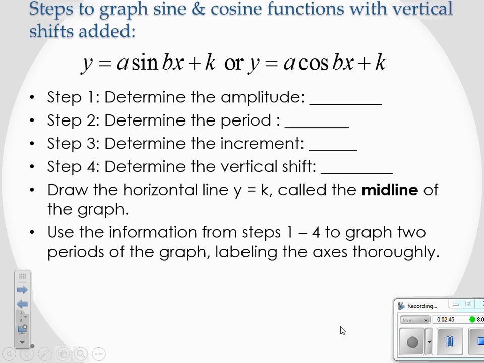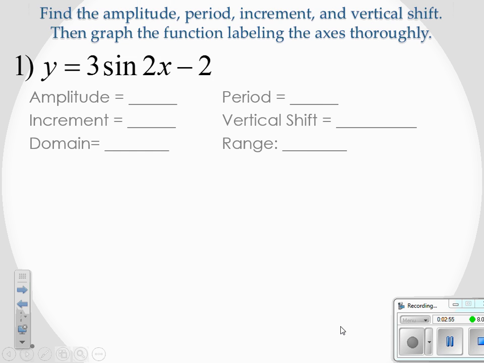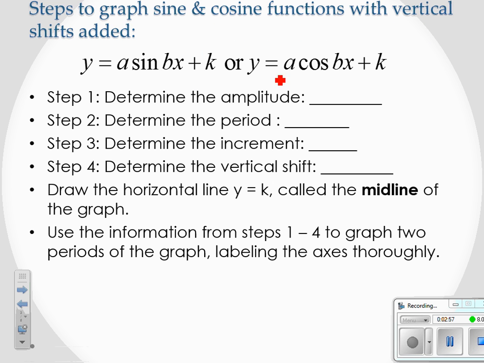First, we're going to talk about all the steps again, making sure we've added the vertical shifting in place. Step 1 that we've always done is find the amplitude. The amplitude is the absolute value of A. You might already have this written down, but make sure that you know in what order you're going to find things. Determine the period. Remember, the period is 2 pi divided by B. So A hasn't changed, B hasn't changed. The increment is your period divided by 4.